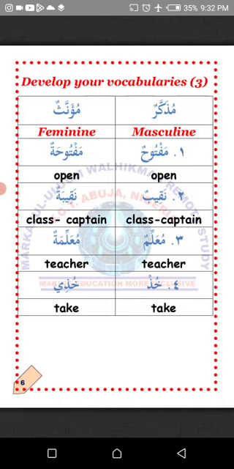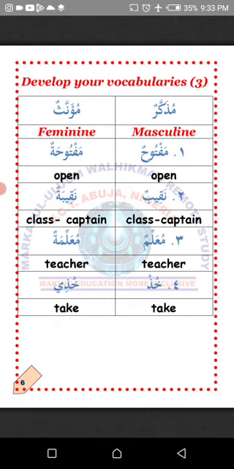Maftuha, open. Maftuh can only be attached to a word representing a male person or a male object in Arabic. For instance, al-bab. One can say al-babu maftuh, the door is open. But an-nafidhatu is a feminine word, so we attach maftuha to it. We say an-nafidhatu maftuha.